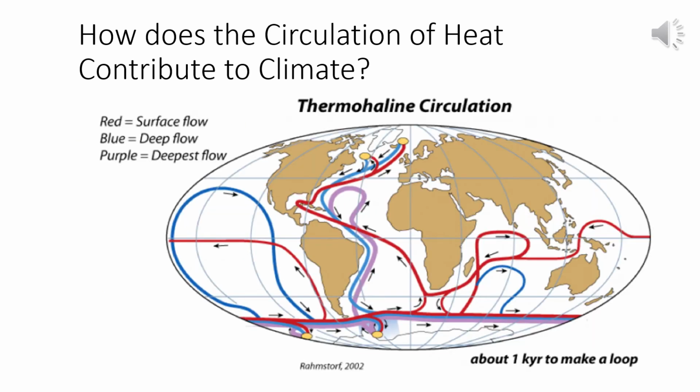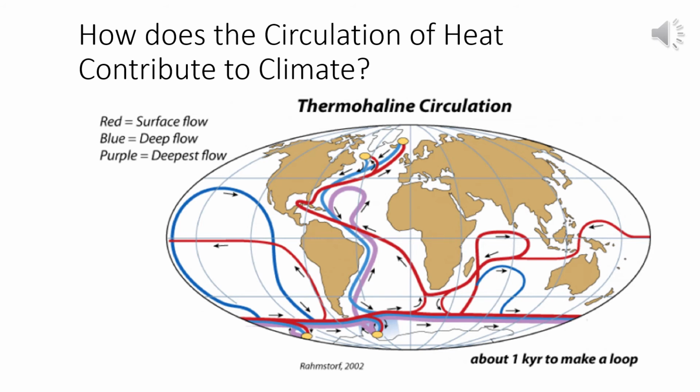Not only does convection work in the atmosphere, it also works in our oceans. The oceans work to transfer heat from the equator to the poles and carry cold water from the poles back to the equator to be warmed.